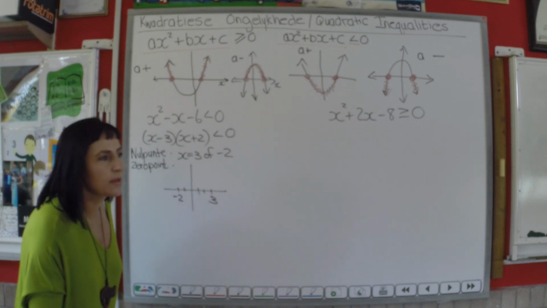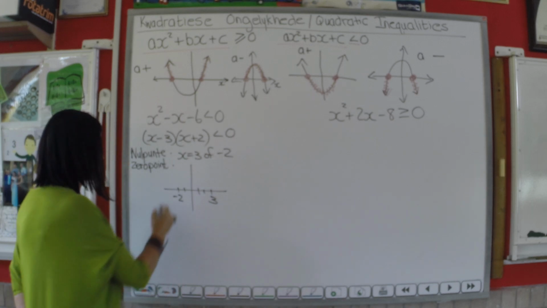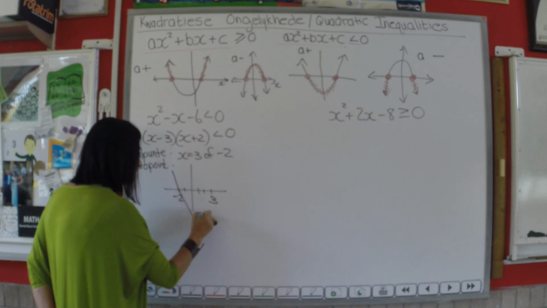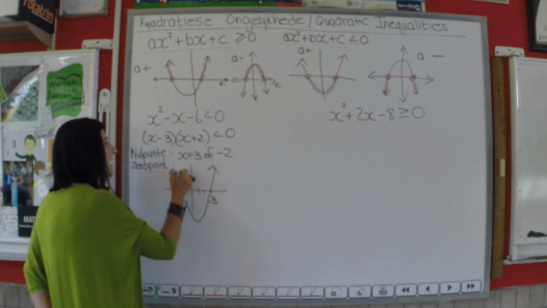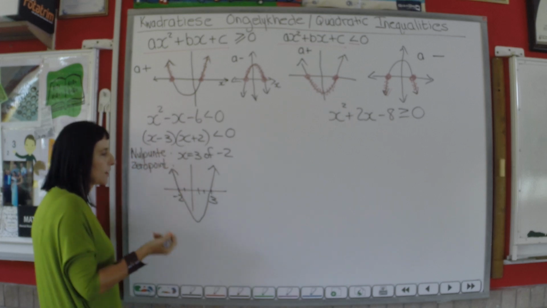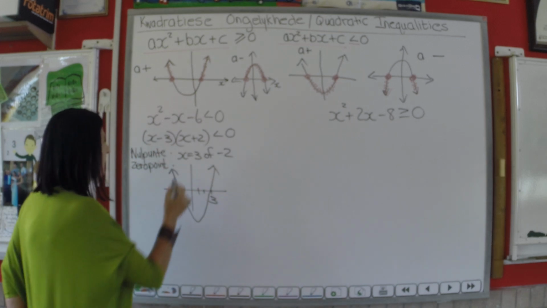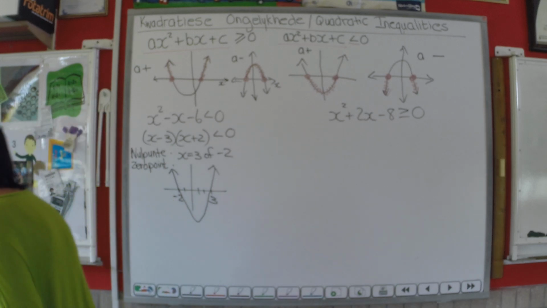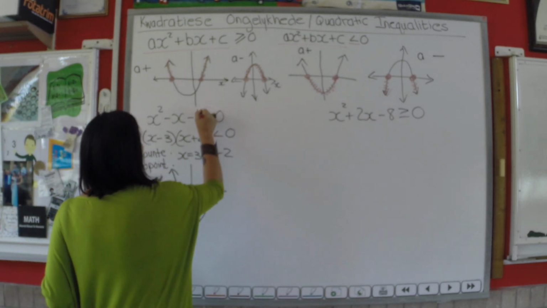I don't care where this picture goes through the y-axis. I simply draw a smiley face through those two x-values. And now I can use my sketch to write my final answer. So now I'm going back to my inequality. It's smaller than, kleiner as.